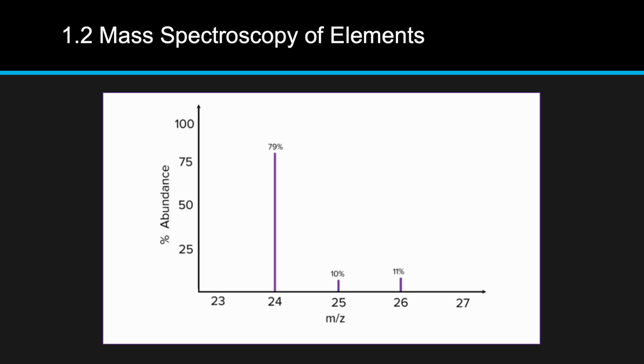Next, I want you to just look at this mass spec and tell me what element it is. If you're paying attention, you'll know that it's the exact same mass spec as the previous example, which means this is magnesium. But if you did not know that, you can look again. We know our average atomic mass is going to be somewhere between 24 and 26. We know it's going to be much closer to 24. So if you look at your periodic table, magnesium has an average atomic mass of 24.3, which checks out with this mass spec.